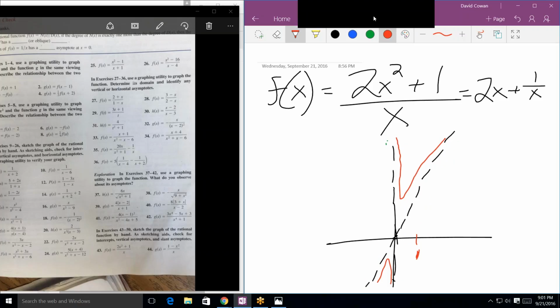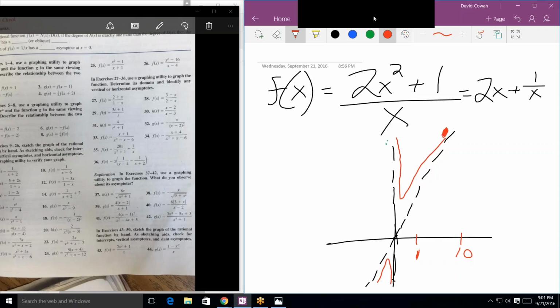And you can see that if I made x 10, it would be 2 times 10, 20 plus a tenth, so it would be 20 and a tenth, and that's making x 10. So it would be up there. My red still looks correct.